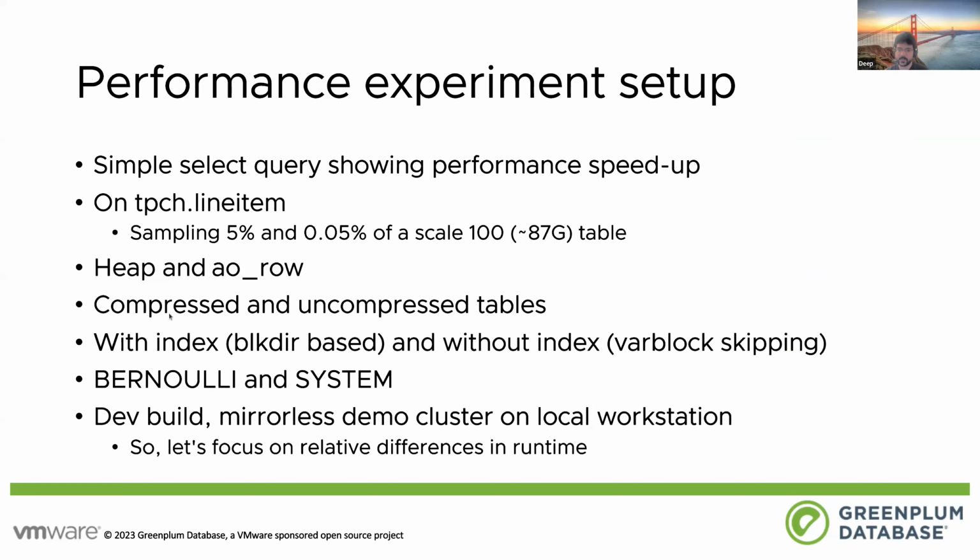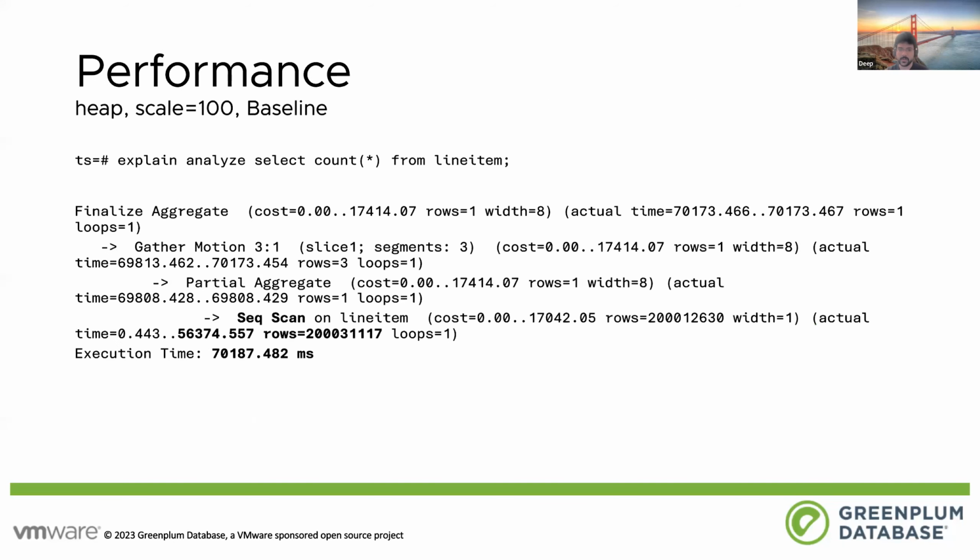We're going to do compressed and uncompressed tables, and with and without index, to demonstrate the difference between block directory assisted and var block skipping techniques. We're going to contrast Bernoulli and system sampling. And we're going to do this on a mirrorless demo cluster on a local workstation. So don't worry about the absolute values, just focus on the relative differences in runtime.